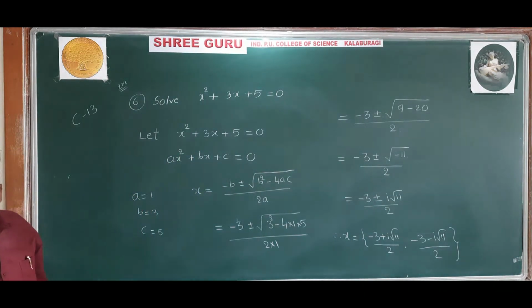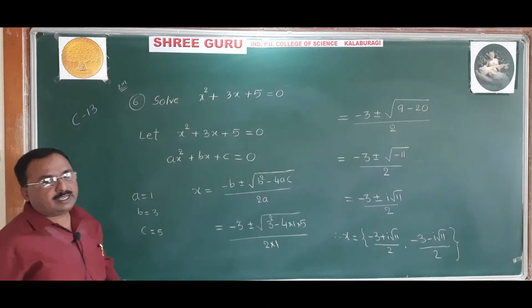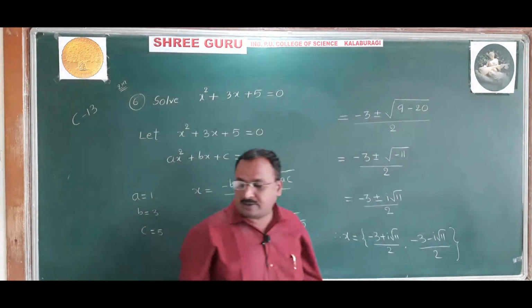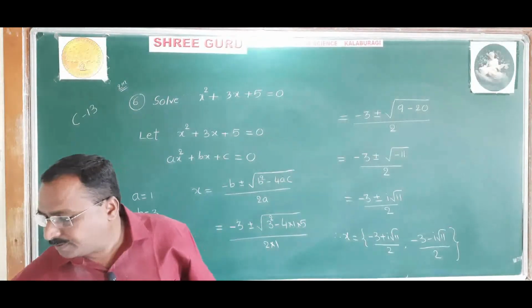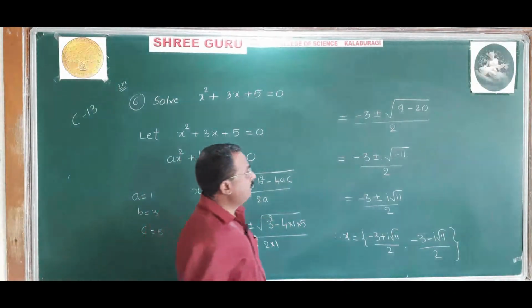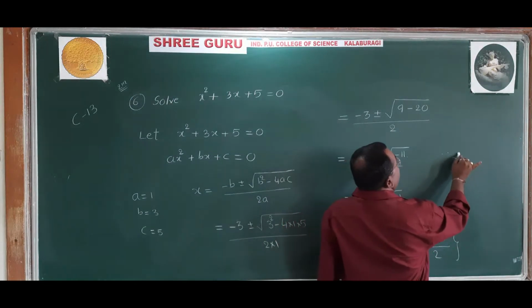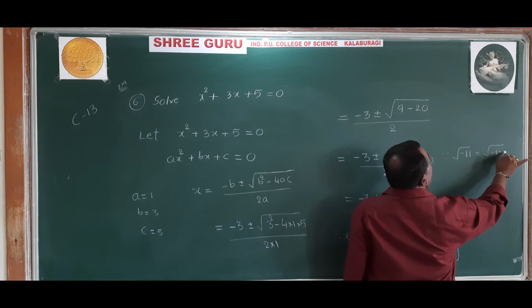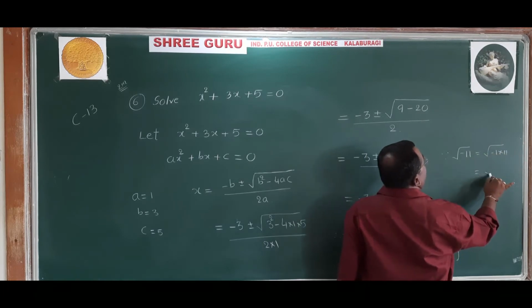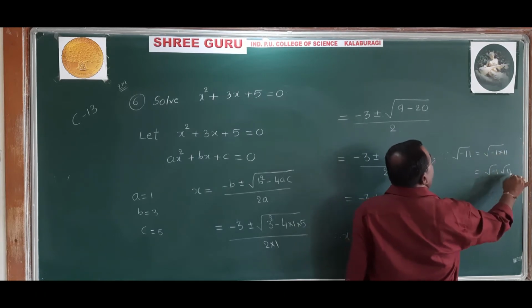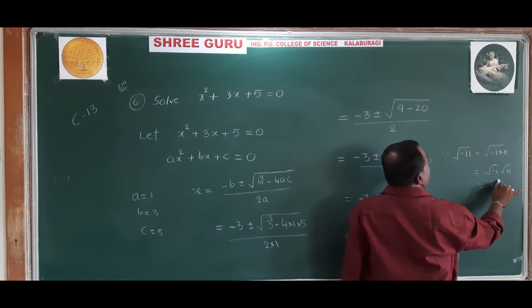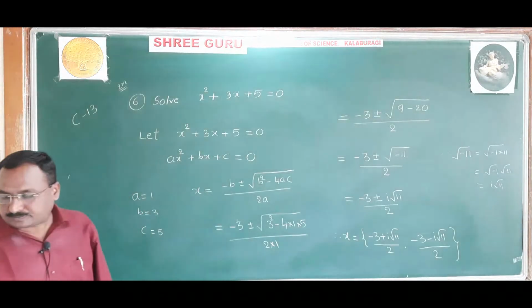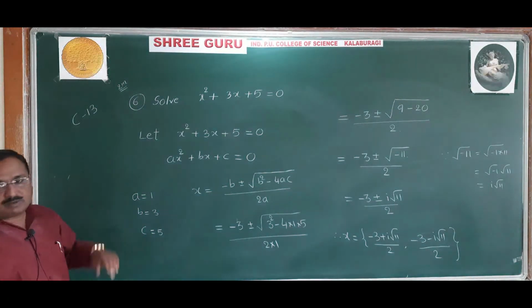These two values, that is one positive, one negative. 9 minus 20 is what? Minus 11. Here minus 11 can be expressed in the form of what? Because root of minus 11 can be written as minus 1 into 11, root of minus 1, root of 11. Root of minus 1 is what? i. That is in the form of negative. Example number 6.